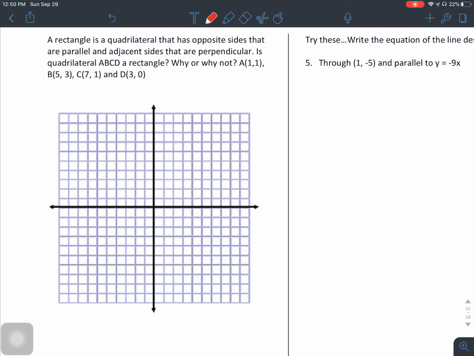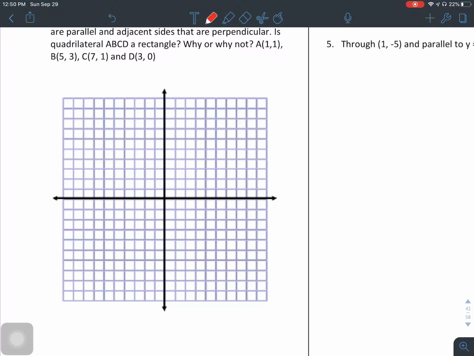Is quadrilateral ABCD a rectangle? Why or why not? Let's list these ordered pairs. Let's put it into our picture. Gives us a spatial sense of what's happening. A is 1, 1. That would be here. B is 5, 3. That would be here. C is 7, 1. That would be here. D would be 3, 0. That would be here.